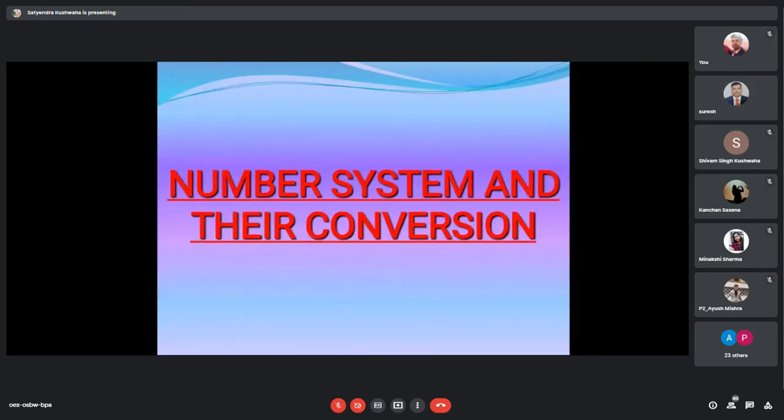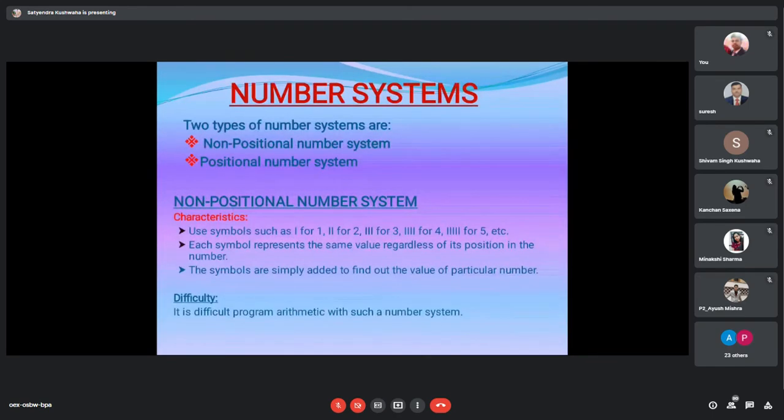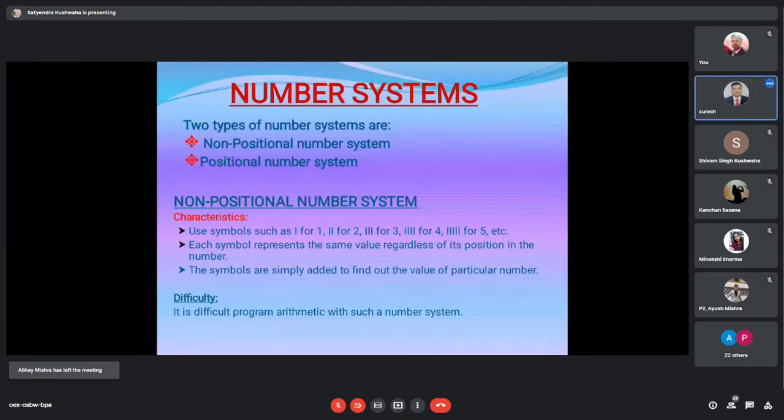Okay, sir. Good afternoon, sir. Myself Satyendra Kushwaha, and I am going to present on the topic number system and their conversion. Now coming to number systems, there are 2 types: non-positional number system and positional number system. Non-positional number system.